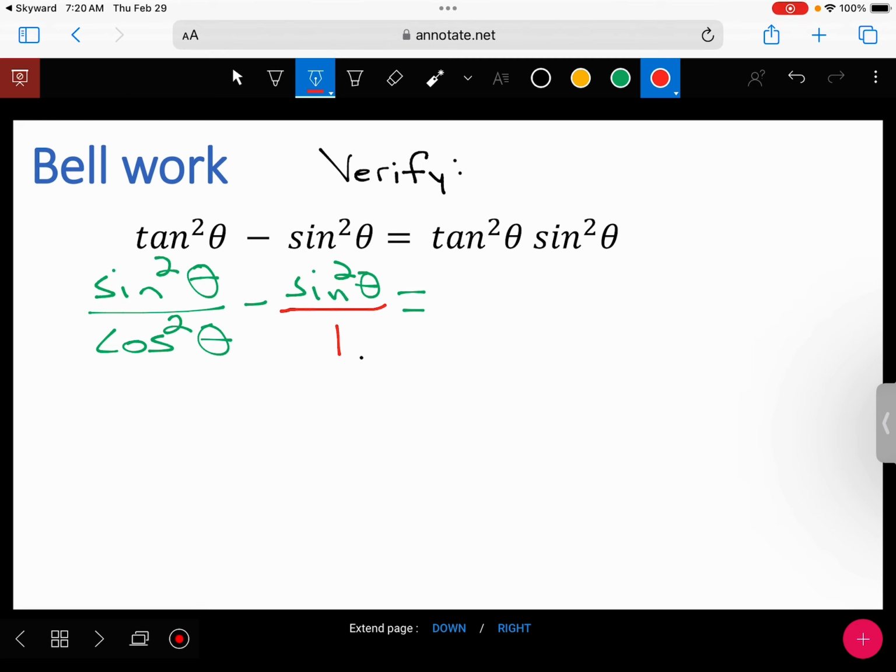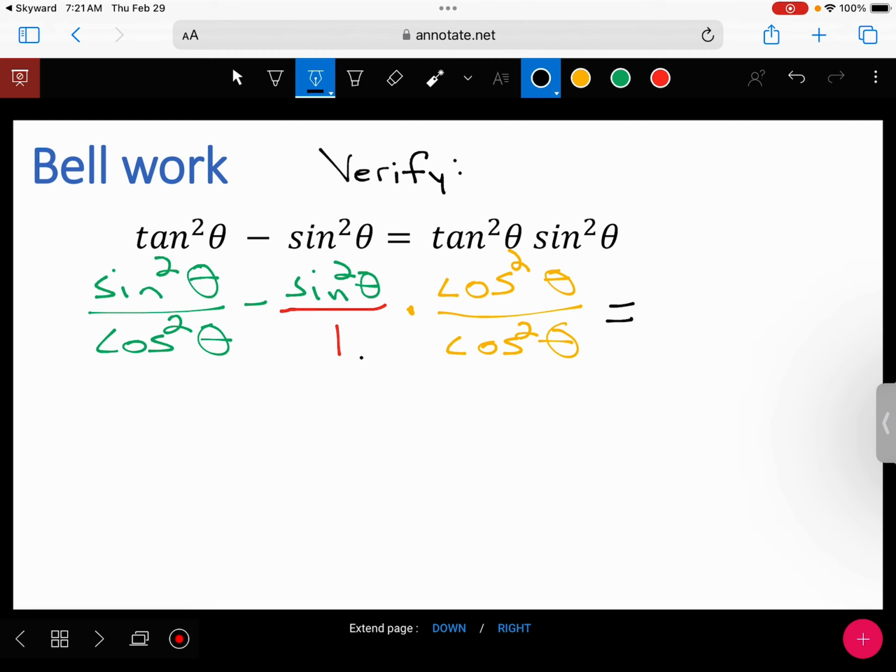One way to think about a common denominator is you can just multiply by the denominator of the other one. But multiplying by 1 over 1 isn't going to do anything. So the only thing we need to multiply is the sine squared theta over 1 by cosine squared theta over cosine squared theta. So I'm going to give us a little bit more room. The second term would multiply by cosine squared theta over cosine squared theta.